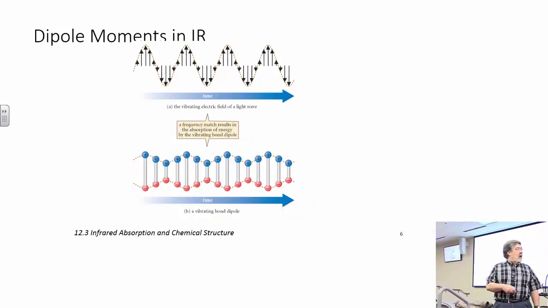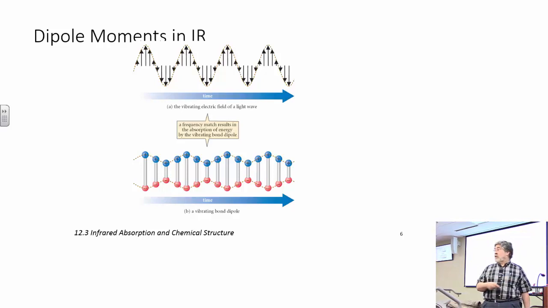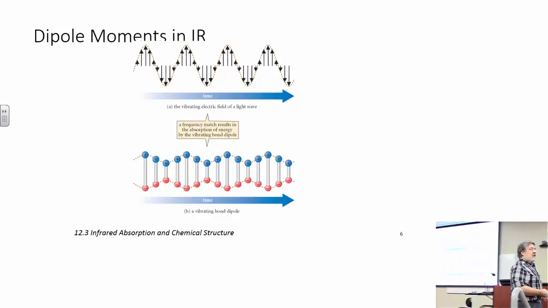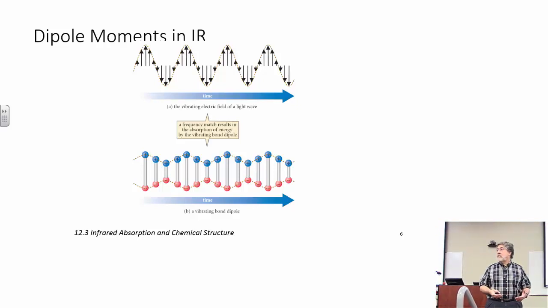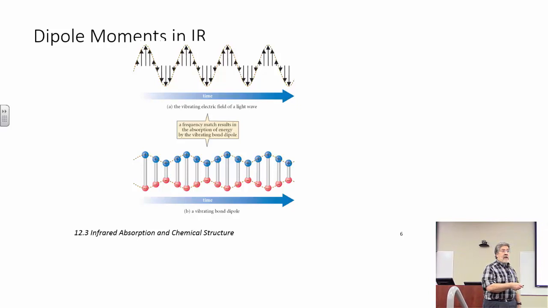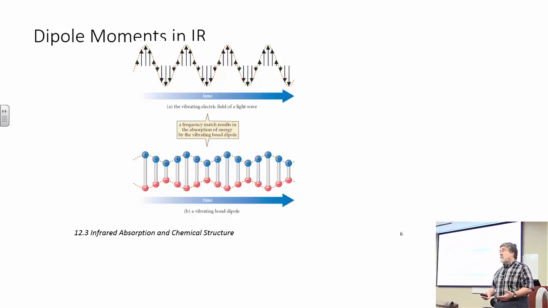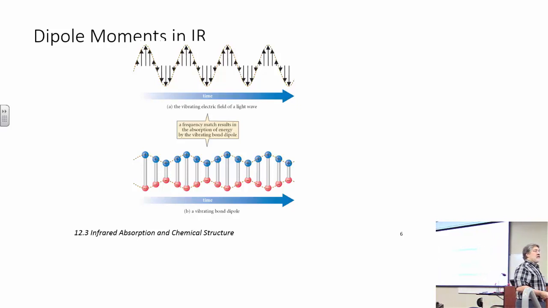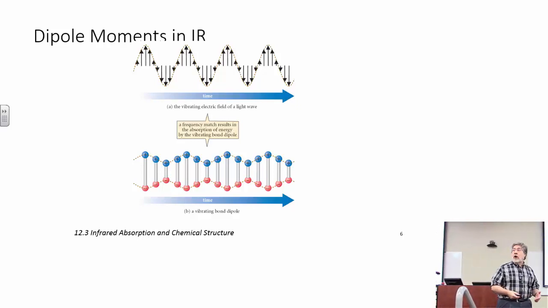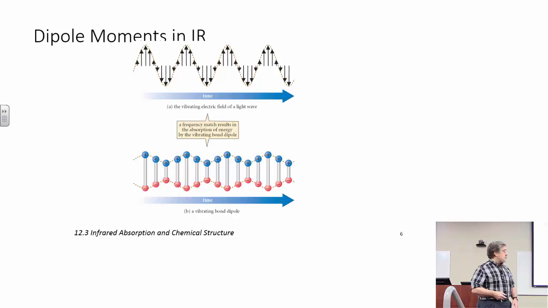Okay? If this is minimal, in other words, a very weak dipole moment, then energy can't be transferred very efficiently. When it's a strong dipole moment down here, then the coupling transfers energy very well. So poor transfer of energy leads to a weak absorbance. Good transfer of energy leads to a strong absorbance.